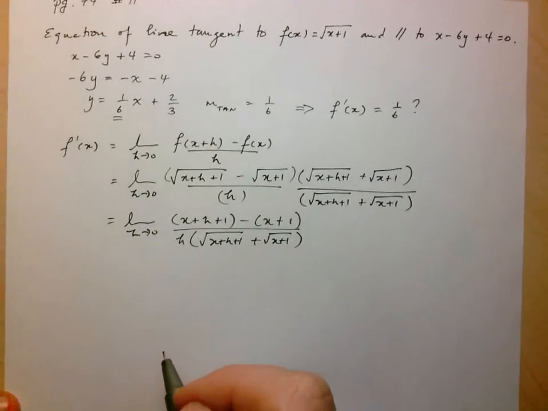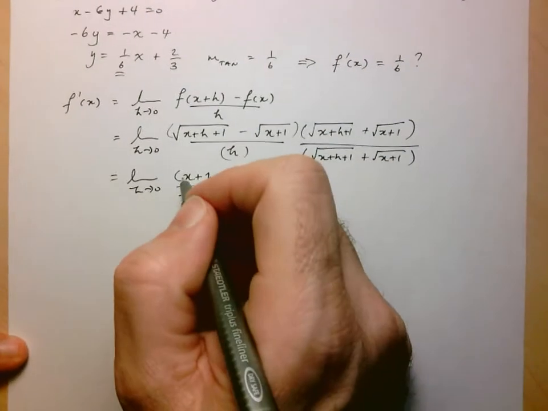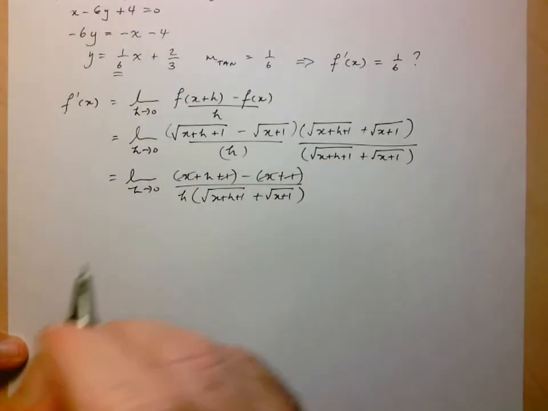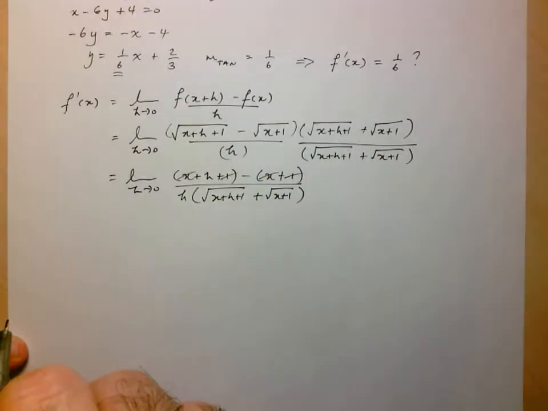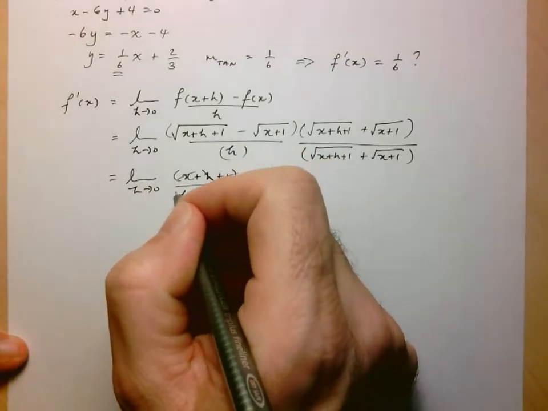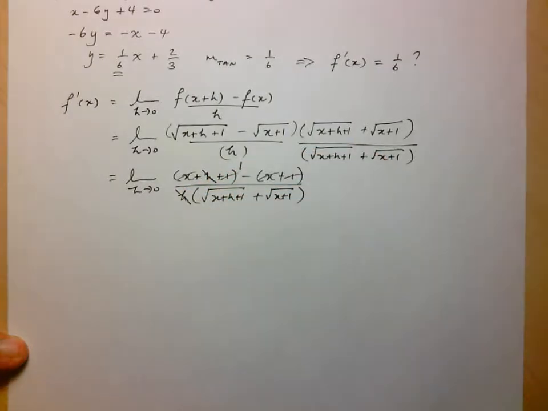Okay, and now lots of nice stuff is going to start happening. So x minus x disappears, 1 minus 1 disappears. So the only thing I'm left with in the numerator is this h. Okay, so I'm going to be able to reduce this h with that h. So in the numerator at the end, I'm just left with 1.